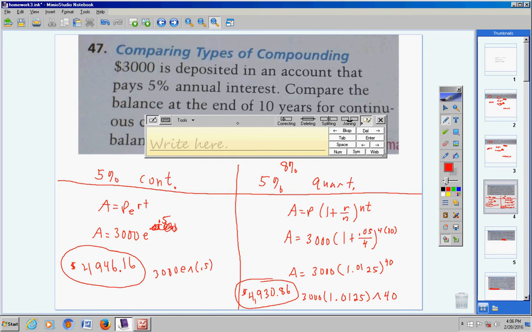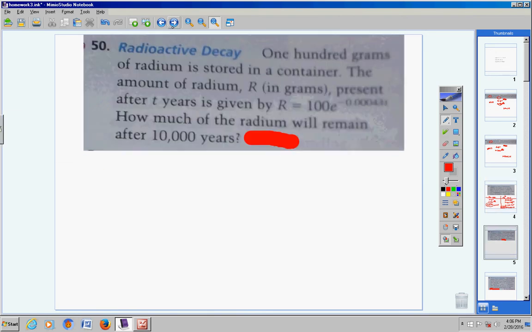Alright. Okay, moving on, guys, to number 50. 100 grams of radium is stored in a container. The amount of radium R in grams present after T years is given by this model right here. Now, learn how to read a problem and understand what they're saying to you, okay? They're saying that you can tell me how many grams of radium you have, and I'll tell you how many years have passed. Or you can tell me how much time has passed, and I will tell you how many grams of radium is left, as long as you know how much you started with.